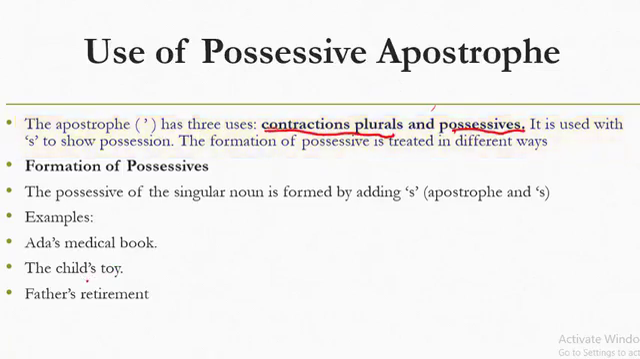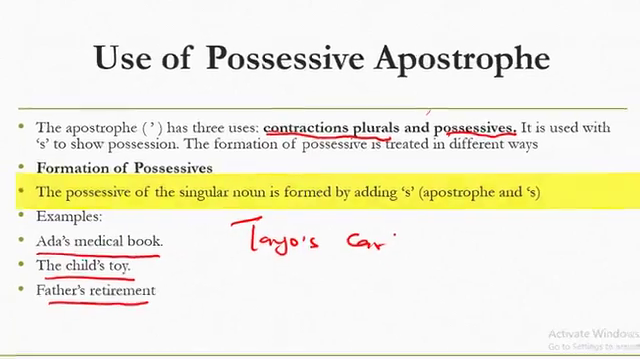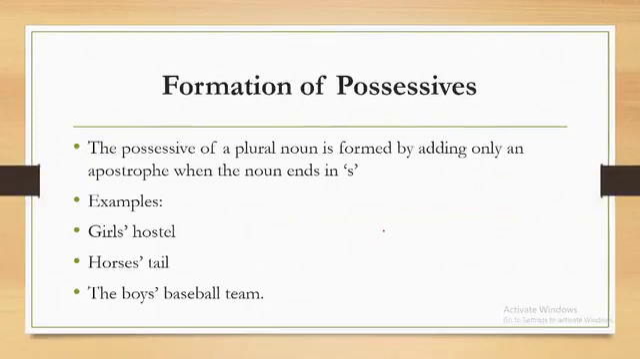The first thing is that we introduce the apostrophe and an S to the singular noun. We take for instance Ada's medical book, the child's toy, father's treatment, Tayo's car. Okay, so that's how we form the possessive case of singular nouns. We introduce the apostrophe with an S.